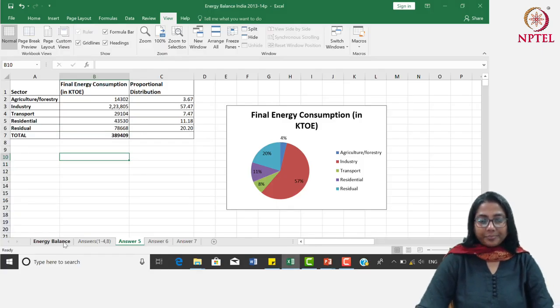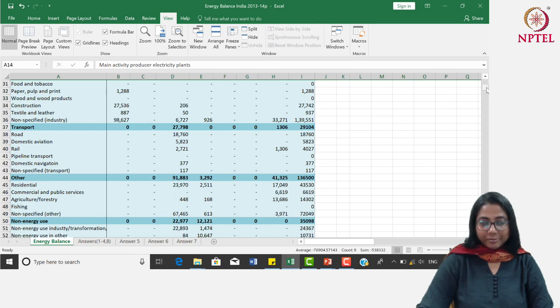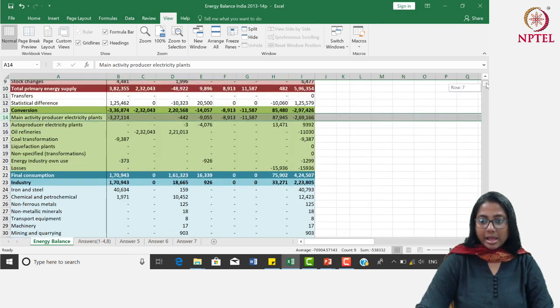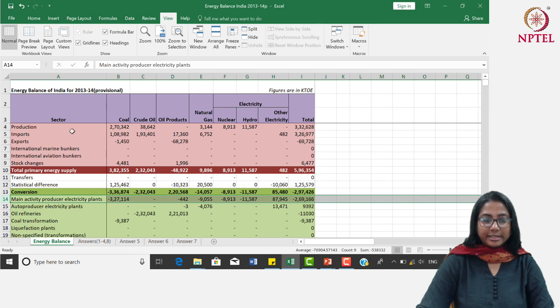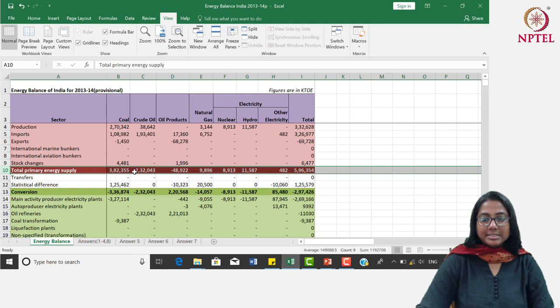For that, you have to again move away from the demand part and focus on the first sector, that is the supply sector. So this row number 10 is telling you what is your total primary energy supply, and then you have to actually calculate what proportion is coming from coal, what proportion is coming from crude oil. Oil product is a little tricky because it has a minus sign, and we'll see how we deal with this. What proportion is coming from natural gas and what proportion is coming from electricity.